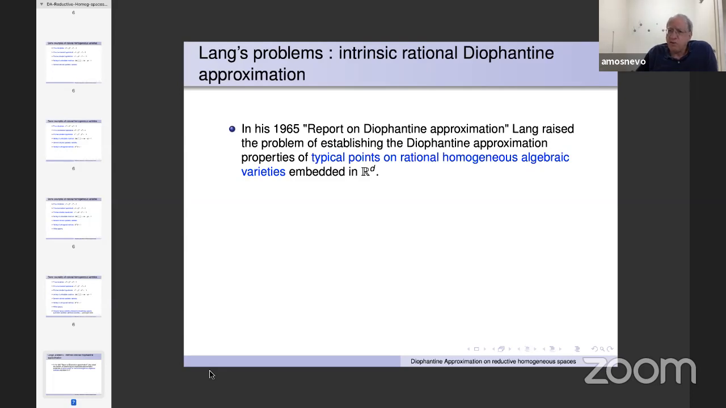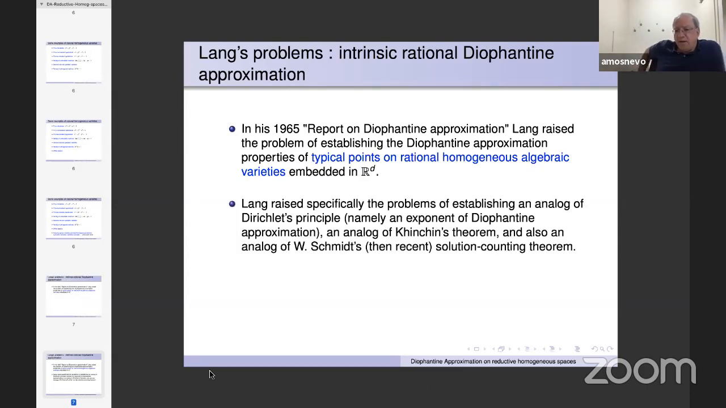Lang raised the problem of establishing the Diophantine approximation properties of typical points on rational homogeneous algebraic varieties embedded in R^d. And his context was that, just as in the case of R, or the plane, or R^d, you seek to approximate the general real point by rational points. So Lang proposes that you should study the problem of approximating the general real point on a rational homogeneous algebraic variety by the general rational point.